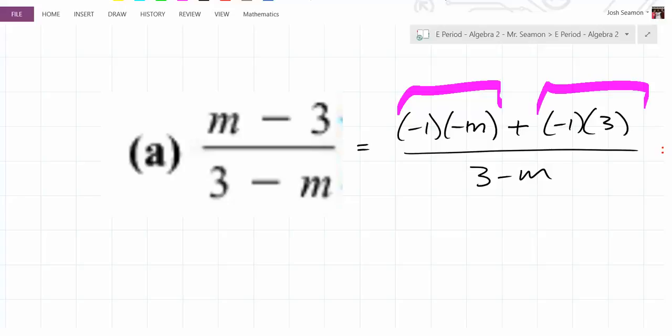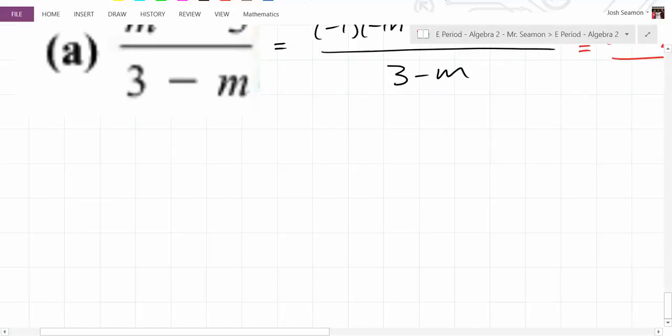What's 5 minus 2? What's 7 minus 4? What's 4 minus 7? What's 12 minus 7? What's 7 minus 12? What happens when you switch the order of subtraction? It just changes the sign. Does it change the value? It only changes the sign to the opposite of what it was.